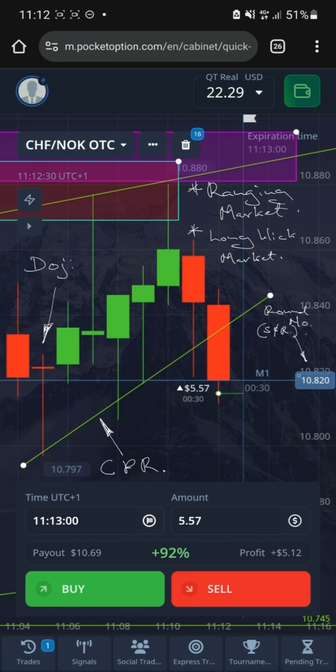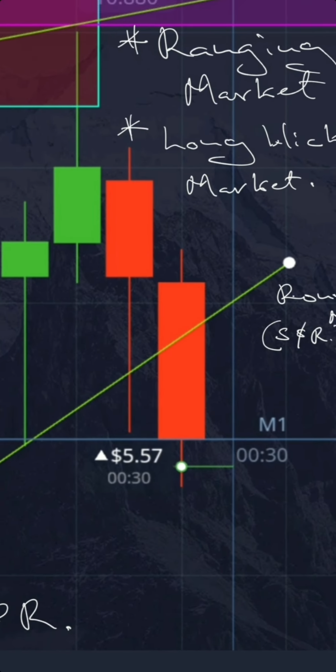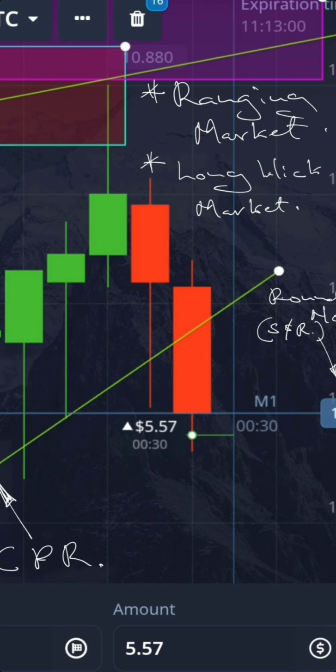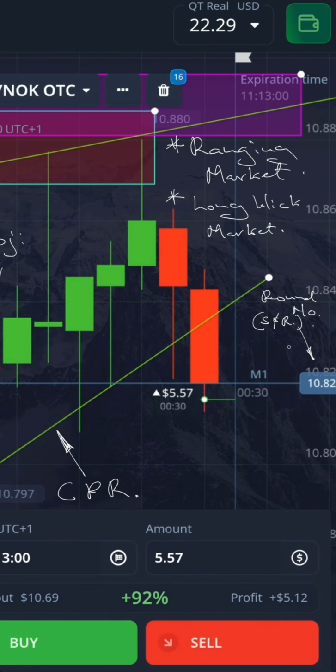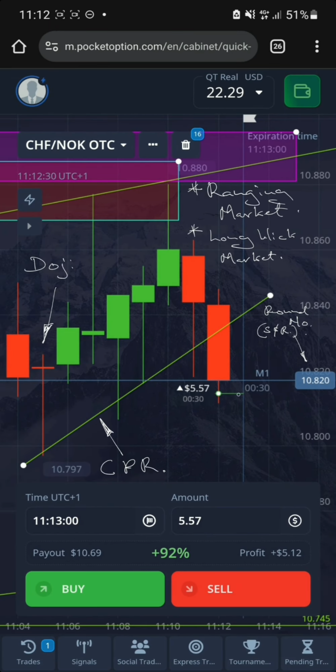But here, now look at this. I decided to take this trade under this round number. Why? Simply because usually round numbers most of the time act as SNRs, as resistance, as support and resistance sometimes, and that's the reason why I decided to take a trade under this round number, just in case the price doesn't retrace. At least it will close right above that round number, and that's exactly what happened.